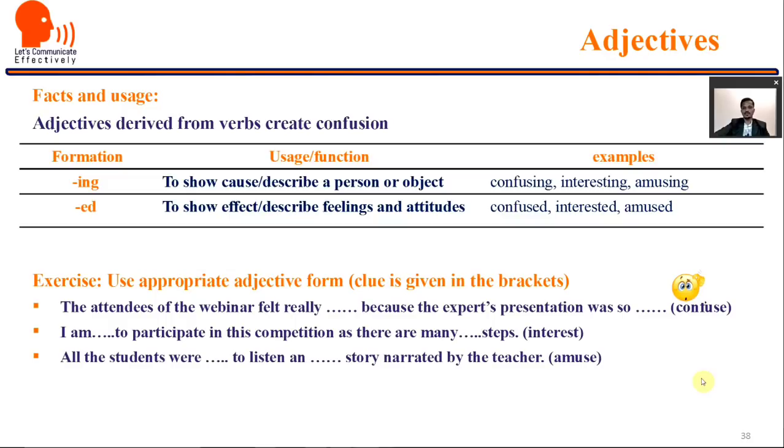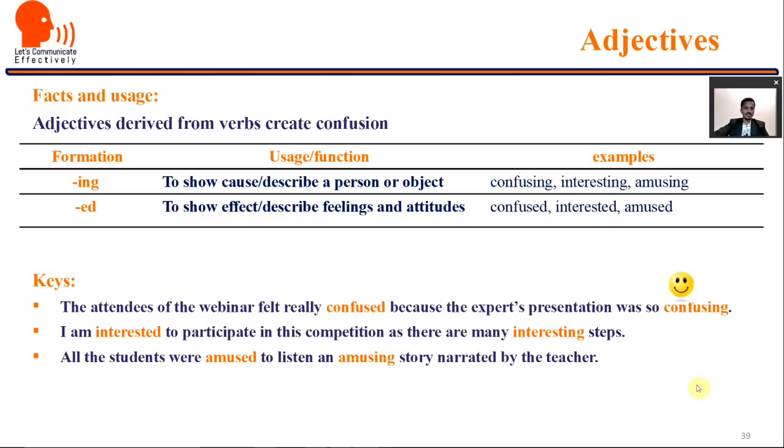If you are done, let us go ahead. If not, simply pause the video and resume once you are ready with your answers. So the keys are: the attendees of the webinar felt really confused because the expert's presentation was so confusing. I am interested to participate in this competition as there are many interesting steps. All the students were amused to listen to an amusing story narrated by the teacher.